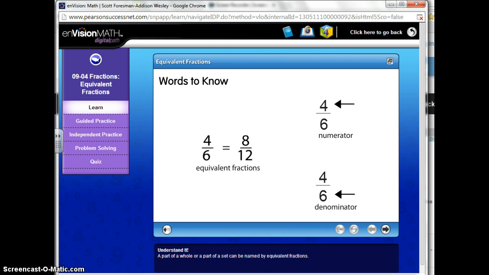Should I come back to you? 2/4. 3/6. Yes. He just said that. Wow, very impressive. You're right. Well, today we're going to talk about a couple different ways that we make equal fractions.